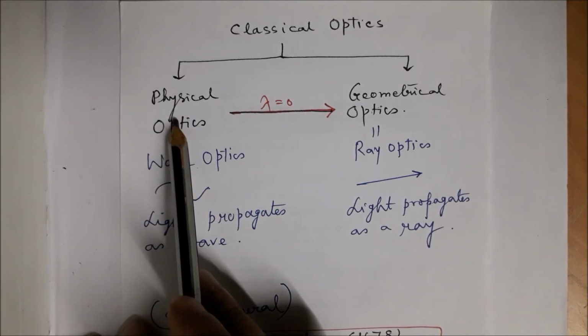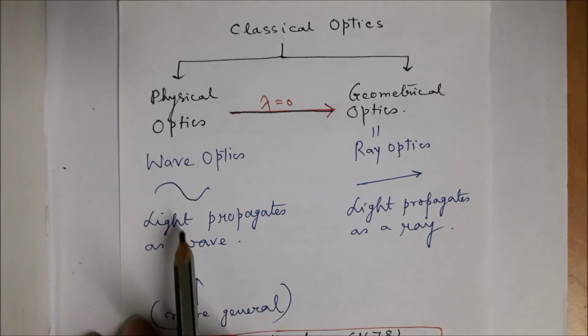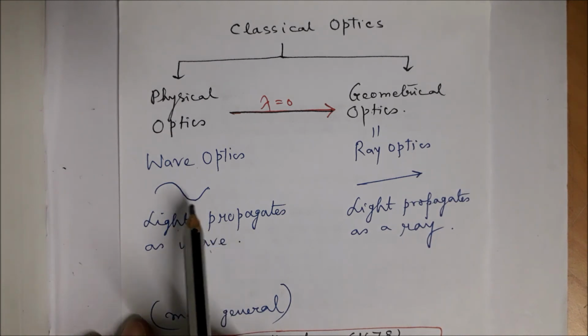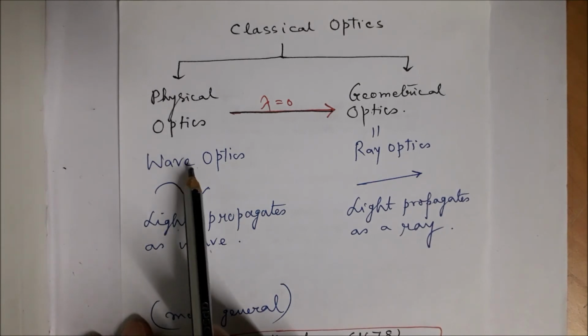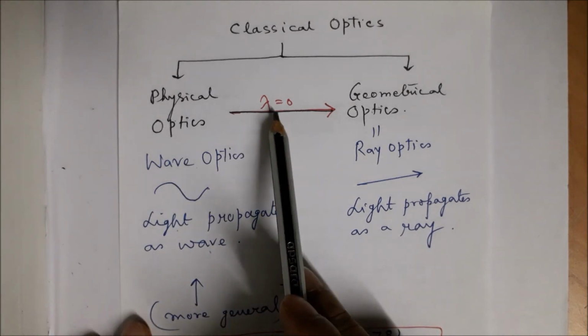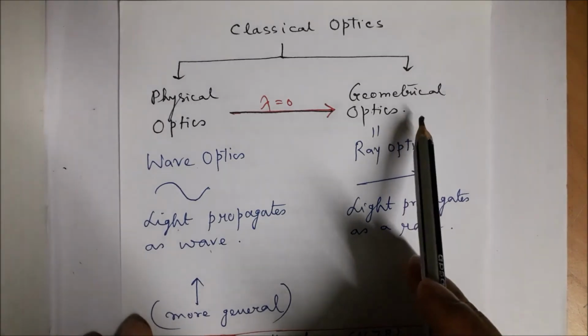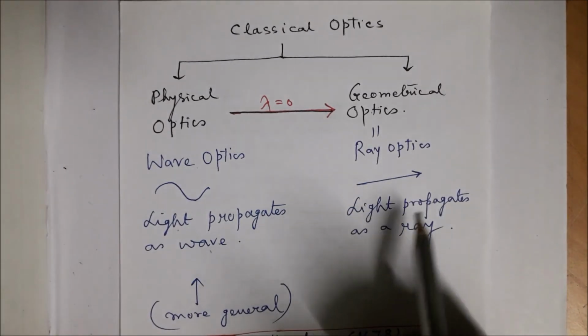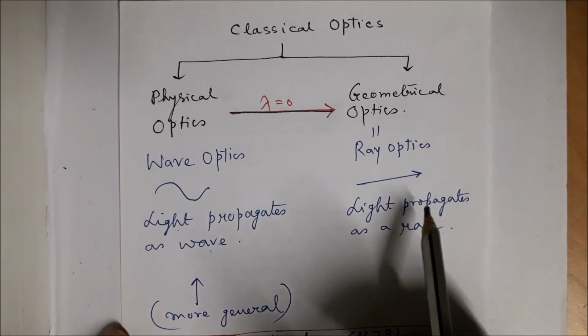So in physical optics, we take that light propagates as a wave. We consider light to be moving as a wave. And this is a more general picture, because in this picture, if we put lambda equal to 0, we go to geometrical optics or ray optics. And in geometrical optics, light propagates as a ray.